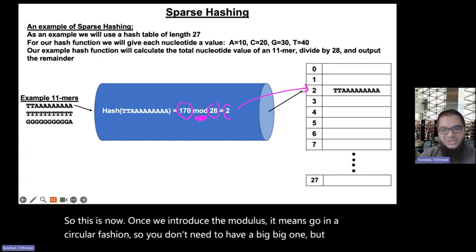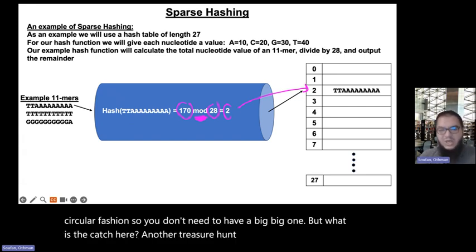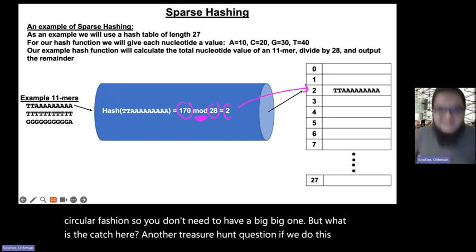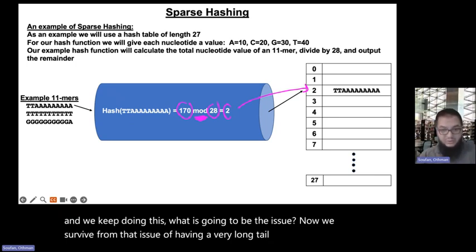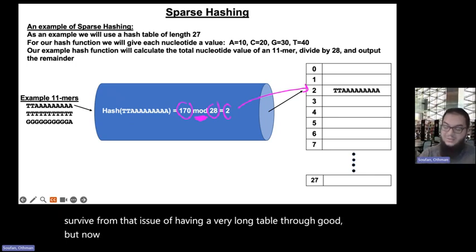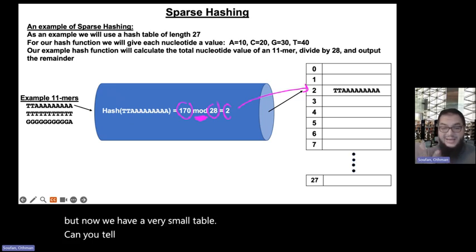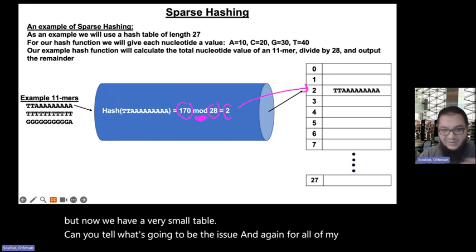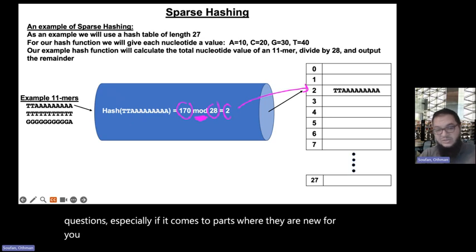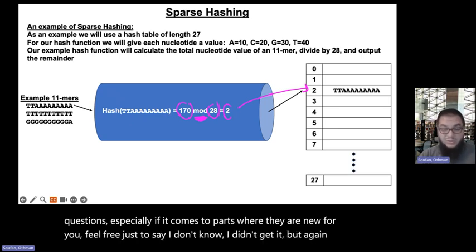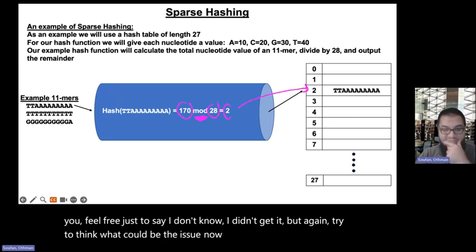But what is the catch here? Another treasure hunt question. If we do this and we keep doing this, what is going to be the issue? Now we survive the issue of having a very long table. True, good. But now we have a very small table. Can you tell what's going to be the issue? For all of my questions, especially on parts that are new for you, feel free to just say, I don't know, I didn't get it. But try to think, what could be the issue now? What's going to happen?